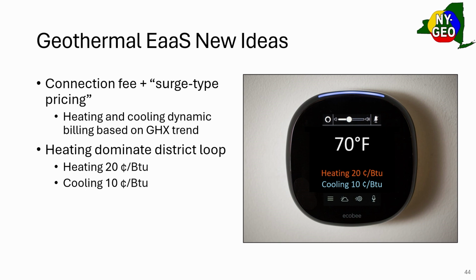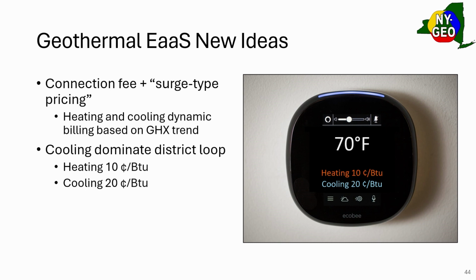Between the tenants and the stakeholders, right? The tenants don't care whether or not your loops are balanced. Why would they? They're just paying their bill. And so if you had a heating and cooling dynamic billing based on that ground heat exchanger trend, you could look at something like that, right? Because you're pulling in this data, you have the information. And so maybe if you have a heating dominant district loop, you want people to cool. So you could incentivize them to do that.